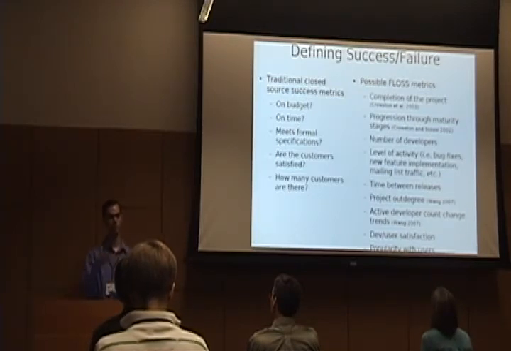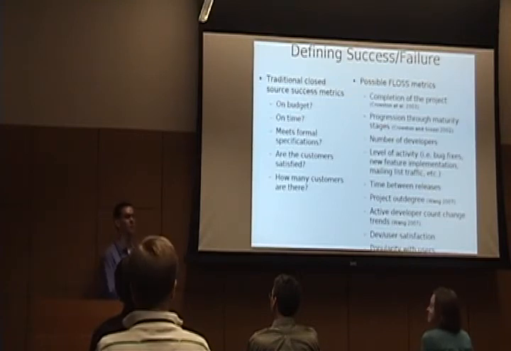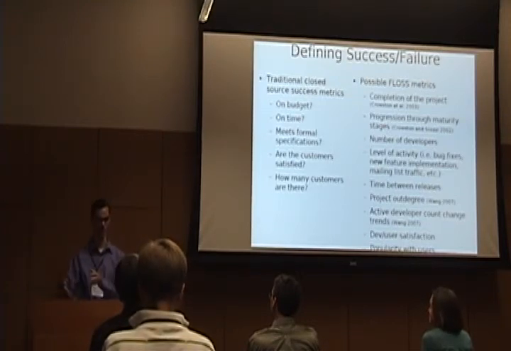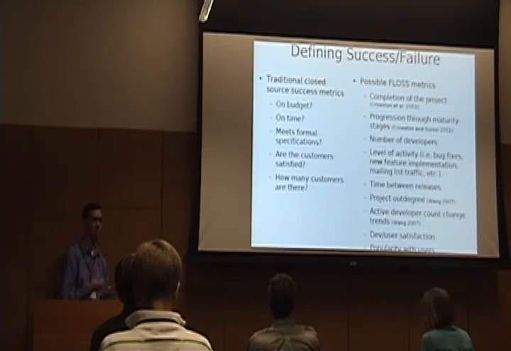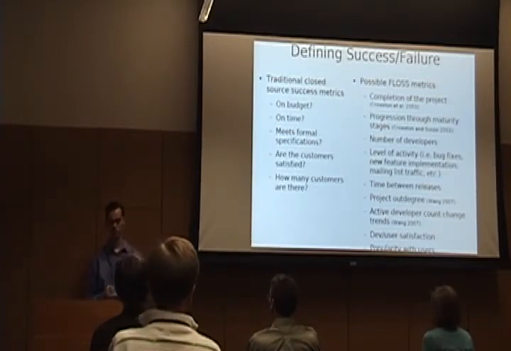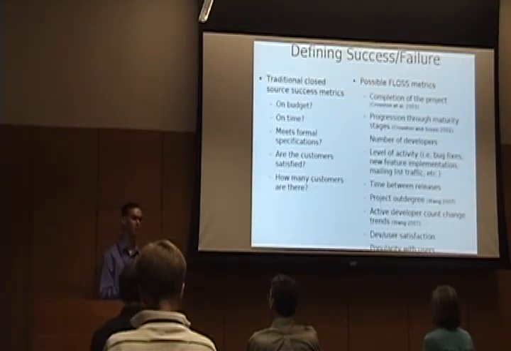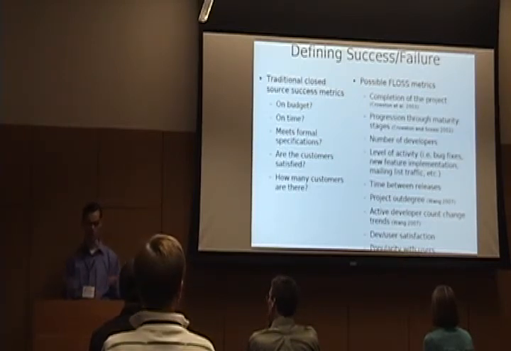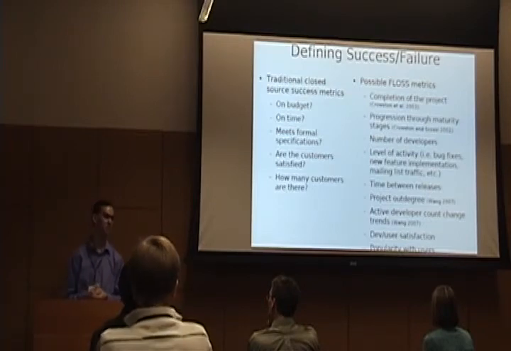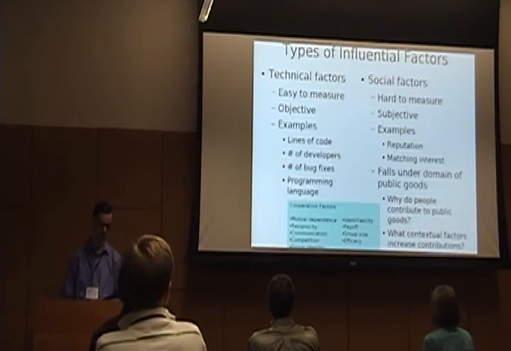Looking at its progression through maturity stages. It starts in a planning stage, moves eventually to a beta stage, mature stage. Number of developers involved, again with the notion that if you can attract developers, maybe it's a successful project. Level of activity, anything, email traffic, bug fixes, any of those kinds of things. Looking at the time between releases, the notion is that you need to be creating releases relatively frequently in open source in order for it to be successful. Developer user satisfaction, how many users do you have, those sorts of things.